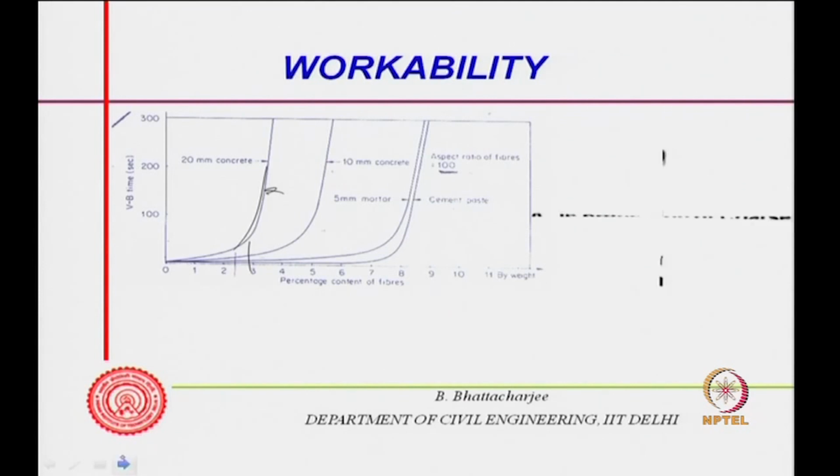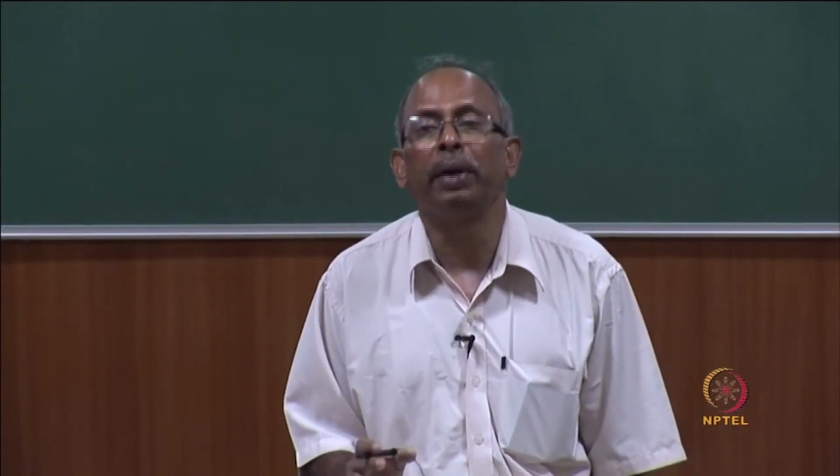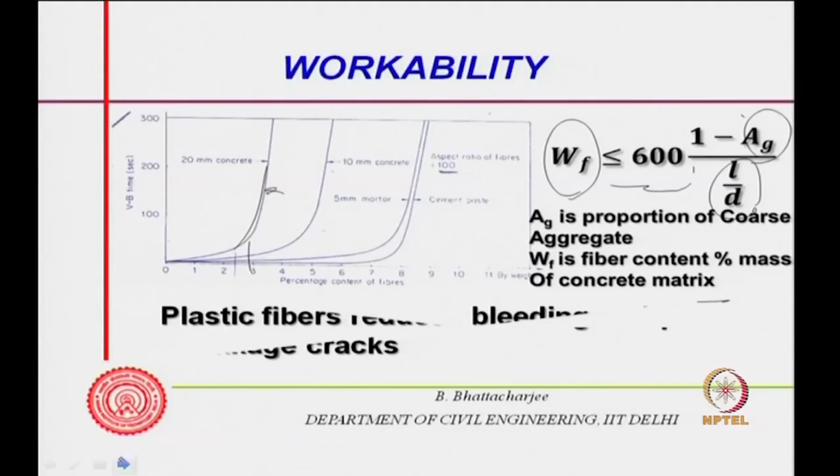The less percentage of fiber it can tolerate for good workability. An empirical formula for steel is given: the fiber content by mass or weight as a proportion of the matrix should be less than 600 times (1 minus Ag) divided by L by D. So, with higher L by D, the fiber content you can withstand is lower, and Ag is the fraction of coarse aggregate in the system. The more coarse aggregate in the system, the less fiber it will tolerate. So, you should have more mortar, more paste.